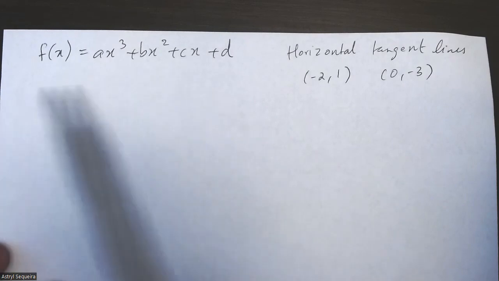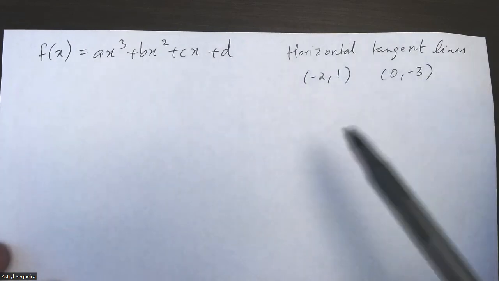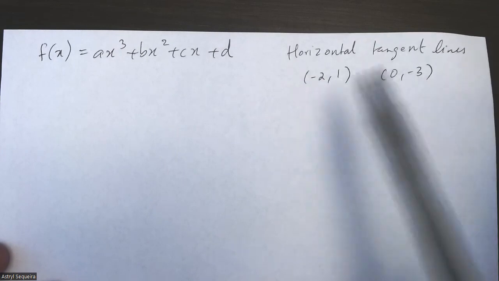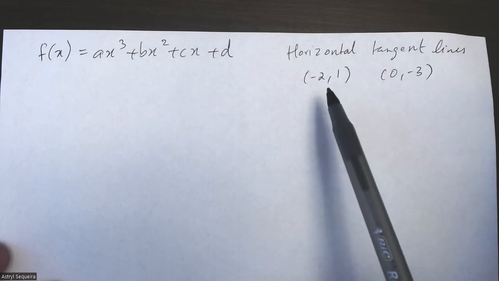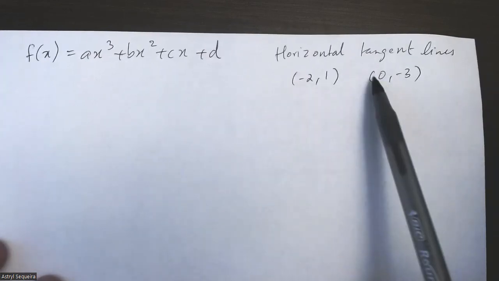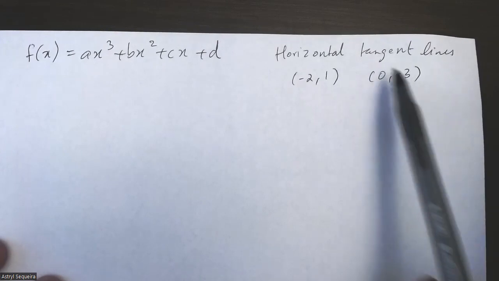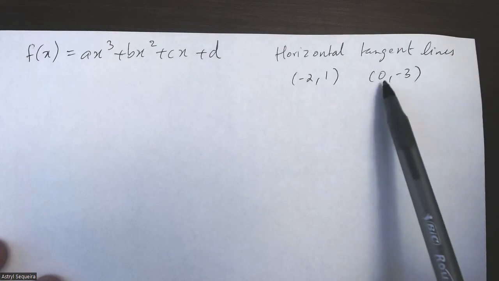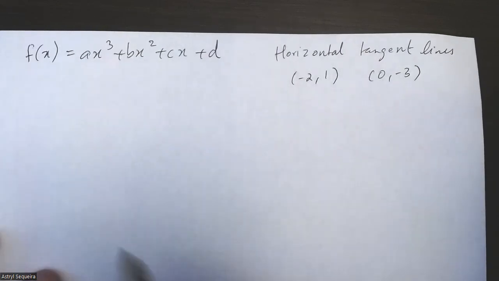All right, so in this video, we want to find the cubic equation that has horizontal tangent lines at these 2 points. So we're going to solve this equation using substitution. Now, if I look at these 2 points here, I notice that this over here is my y-intercept. Basically, x is 0. So typically what you want to do is if you ever have a y-intercept, start by subbing that into the equation. It's going to make things a lot easier.